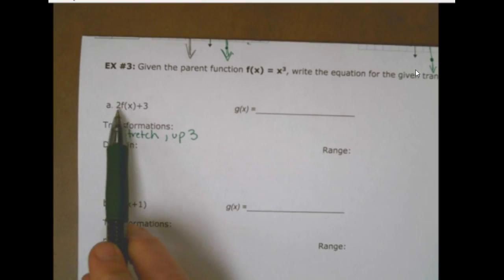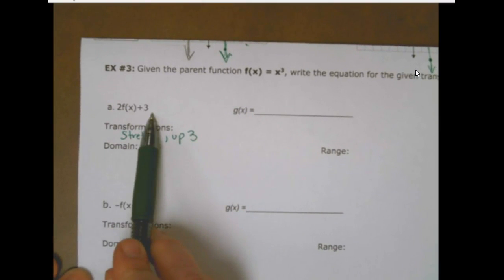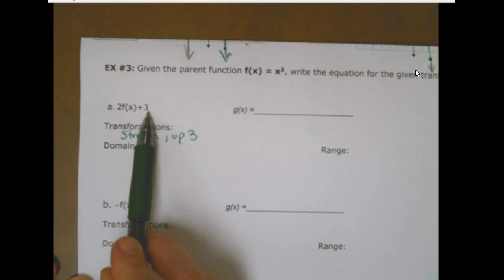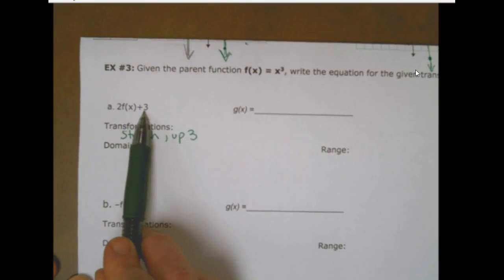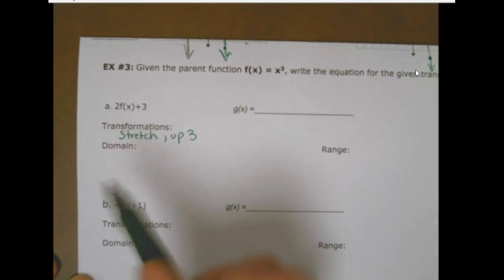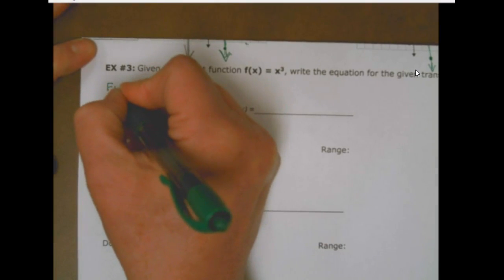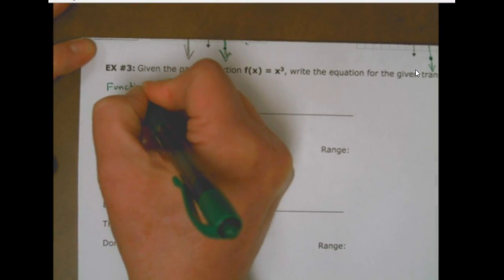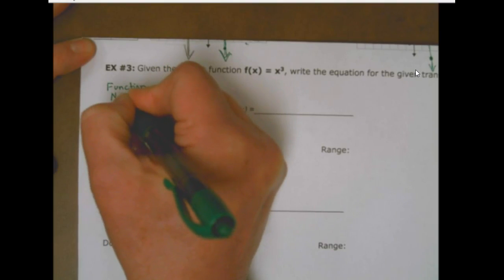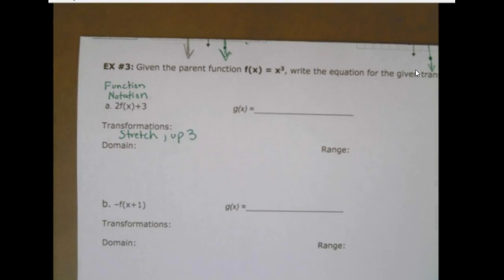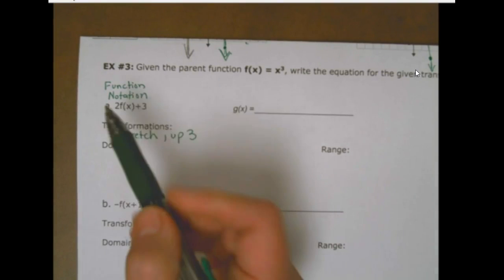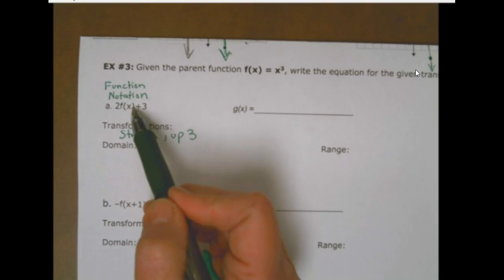Now, this does not tell you which graph I'm transforming. This says for whatever graph, for every graph, this stretches, this moves it up. This is called function notation. Please write that down on your paper. This is called function notation.